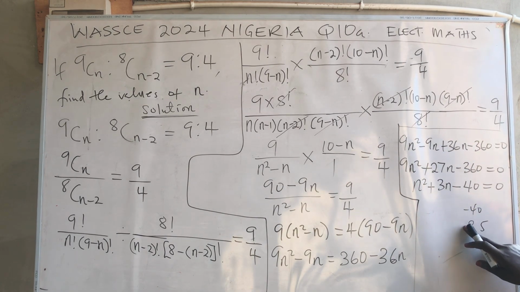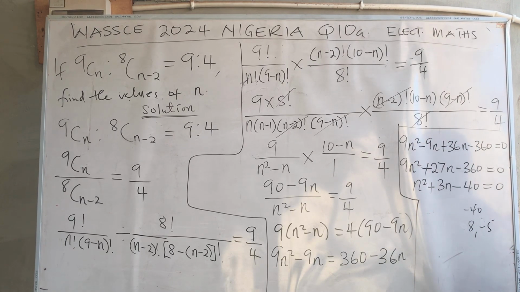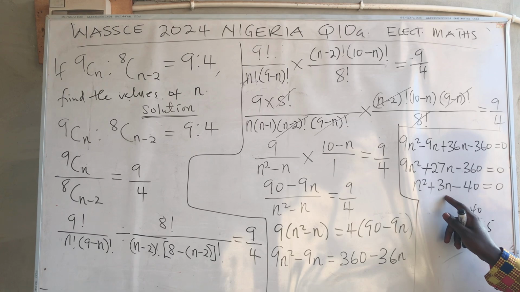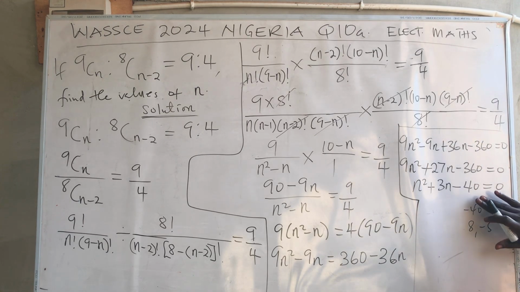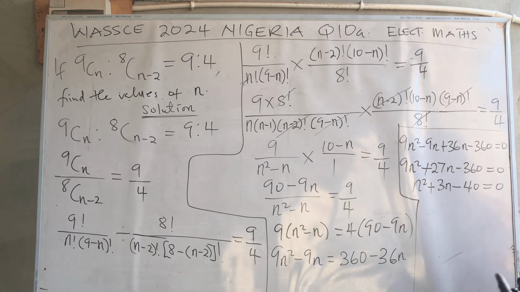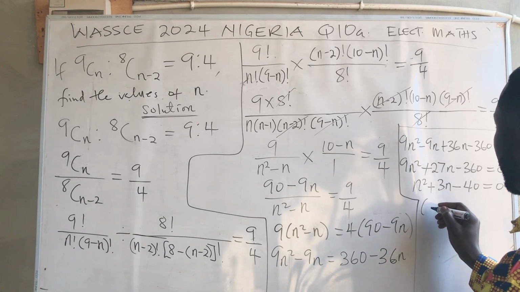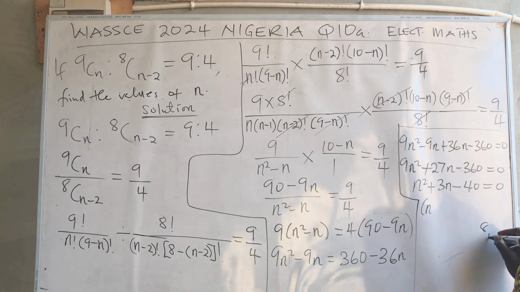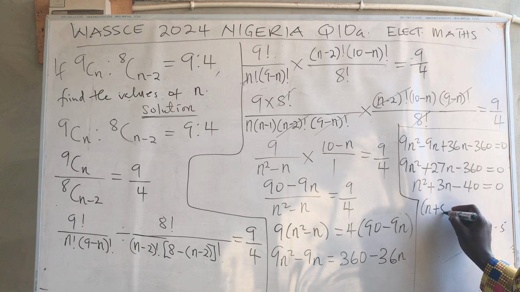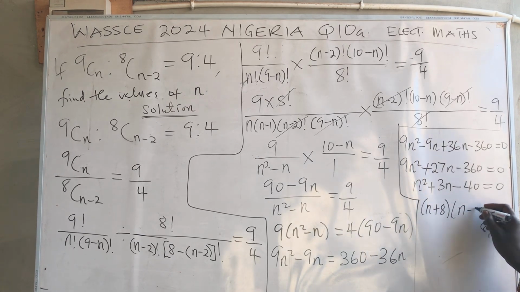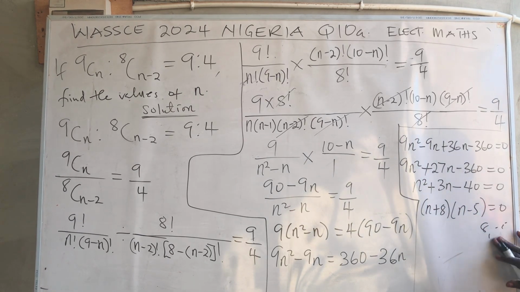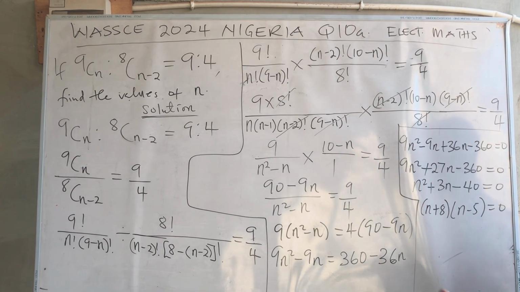Or sorry, 8 and negative 5 rather. So that 8 times negative 5 will give us negative 40. 8 minus 5 will give us positive 3. So 8 and negative 5. So this can be written as what? n, we said we have 8 and negative 5. So n plus 8, n minus 5 equal to 0.